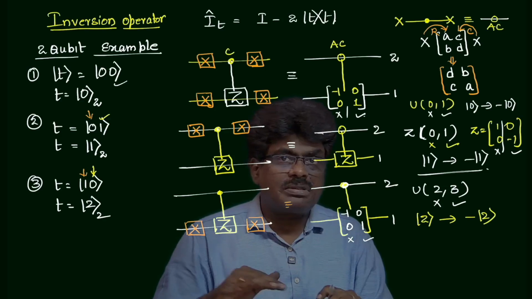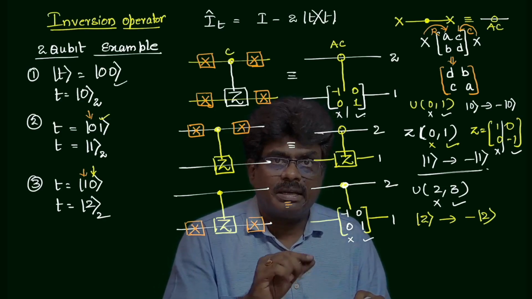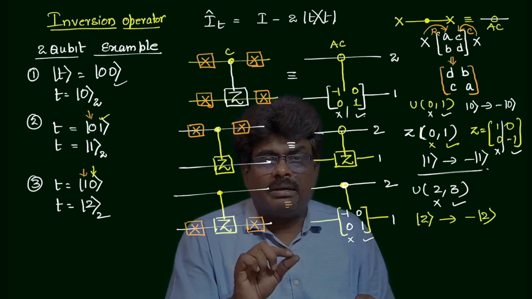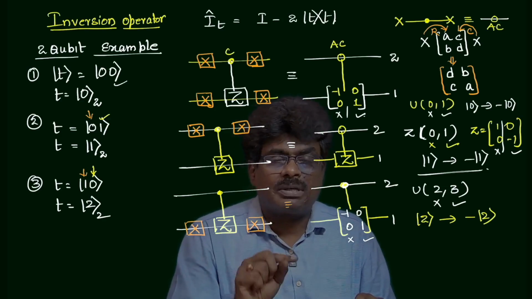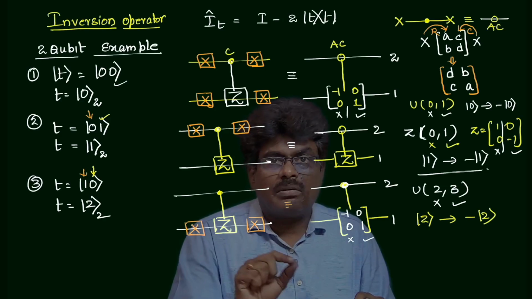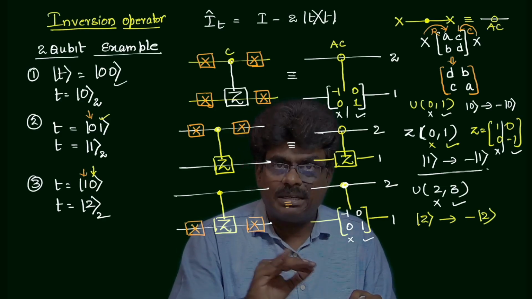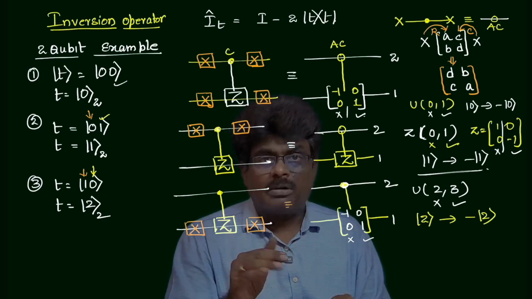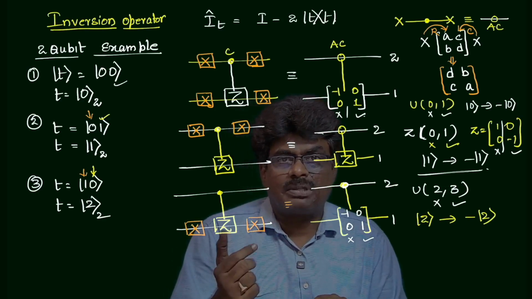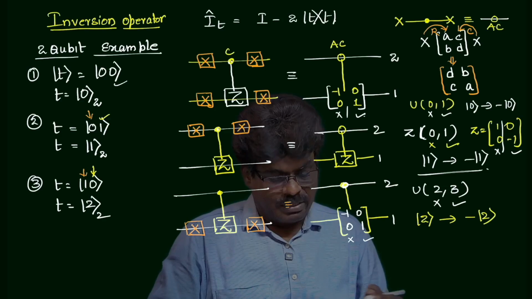My humble request, if you are not understanding this, please go back and watch this quantum circuits video, how to solve any quantum circuit by using decimal state notation. A lot of examples, a lot of quantum circuits I have explained there, so please watch.